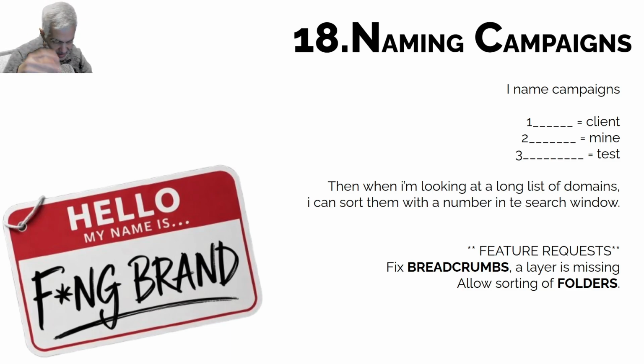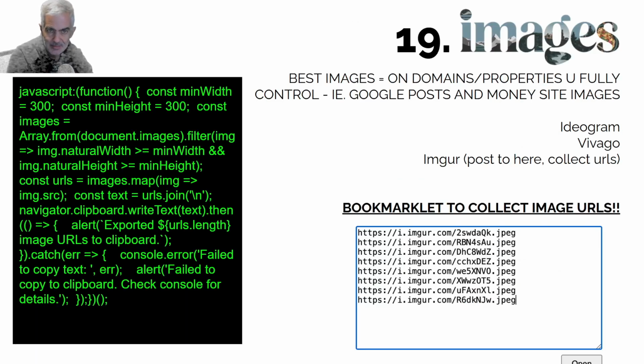Feature requests, Elias and his crew. As far as naming campaigns and moving around the menus, the breadcrumbs, a layer is missing on the breadcrumbs. Basically, you see where you are, and you see the beginning. You don't see the middle piece. So the breadcrumbs are messed up to sort where you are in the campaign menus. Also, allow for the sorting of folders, because when more of us get more clients in there, those folders are going to fill up quick.